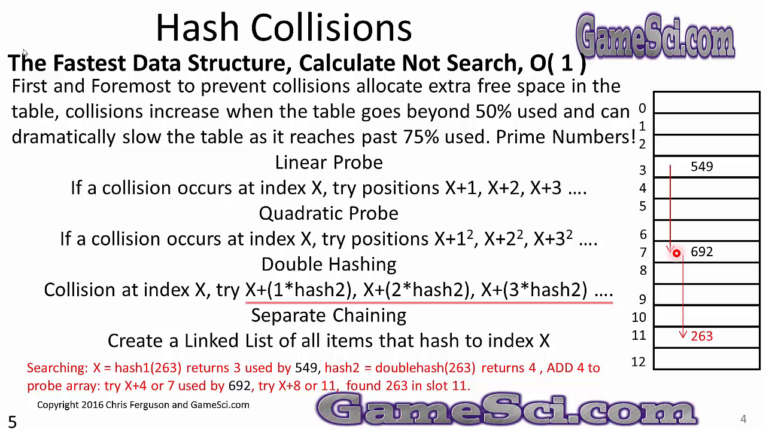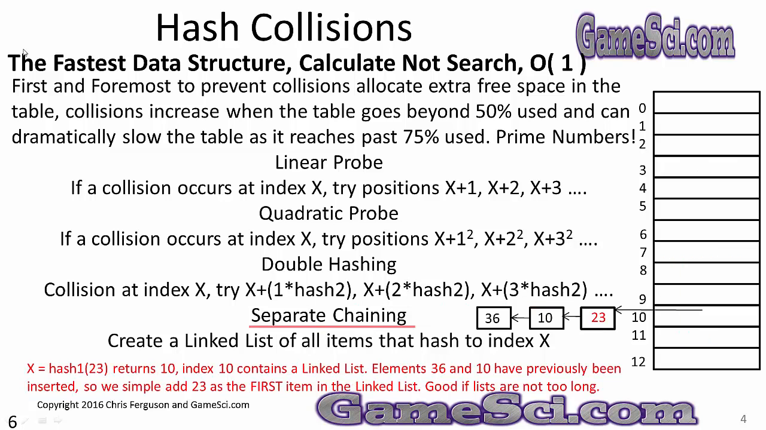That probe says I got a 692 there, not a 263. So let's try x plus 8. When I try x plus 8, or position 11, I find my 263 in slot 11 of the array. Once again, if I'm probing and I encounter an empty slot, then my search failed. Collisions add a little bit of complexity, but it really is just a matter of if a position is occupied, go on a search. Search through a consistent set of numbers in order to find a new spot for your data.